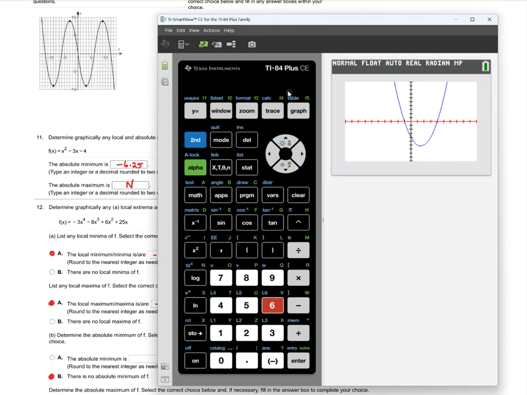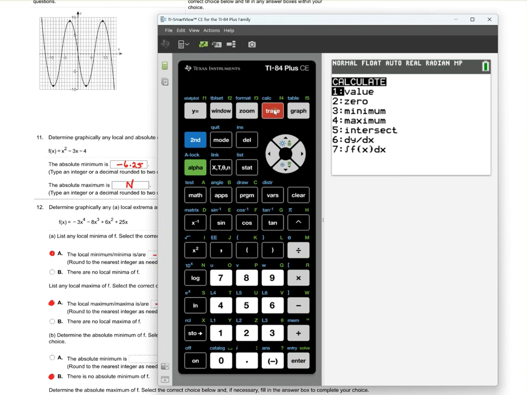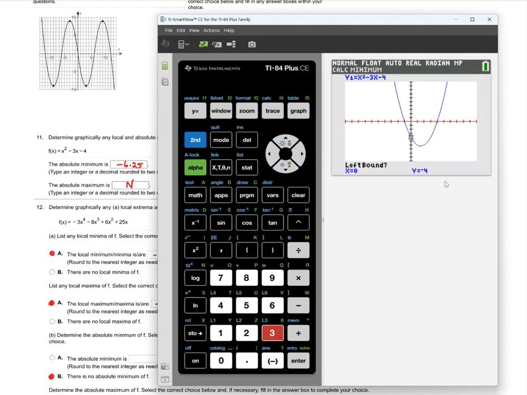So we're asked to find that. We're going to do second calc, choose minimum, which is number 3. And on the screen it says, where's your left bound? So you want to use your left and right arrows on your wheel here and go to the left of this lowest point. I'm already there, so I can hit enter.